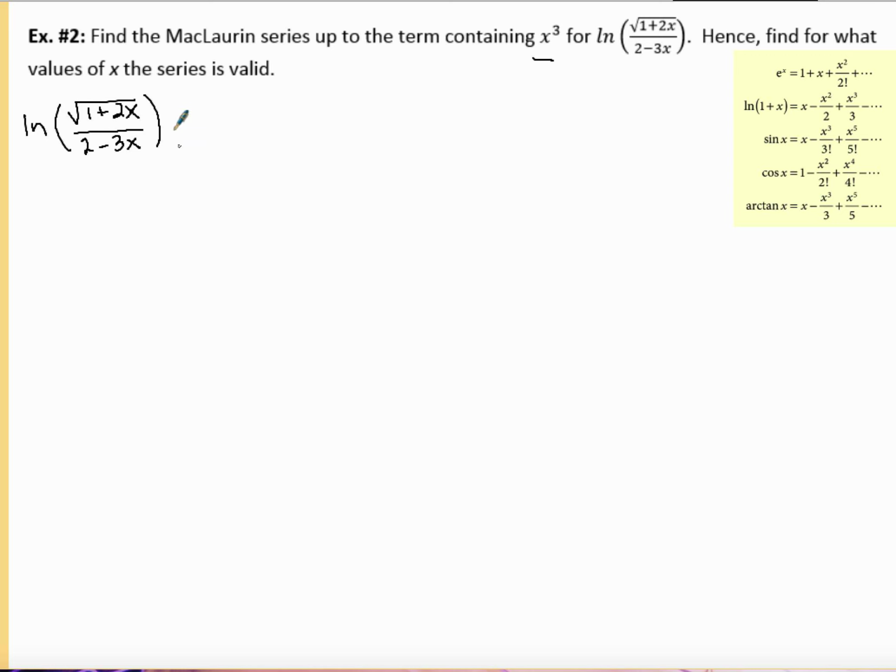When I see the fraction here, it makes me think of the quotient rule for logs. So I'm going to split this apart using the quotient rule for logs. That rule says if you've got the natural log of a numerator divided by a denominator, you can break it apart using subtraction. So we'll have the natural log of the square root of 1 plus 2x minus the natural log of 2 minus 3x. You can go backwards and forwards. This is just our quotient rule for logs.